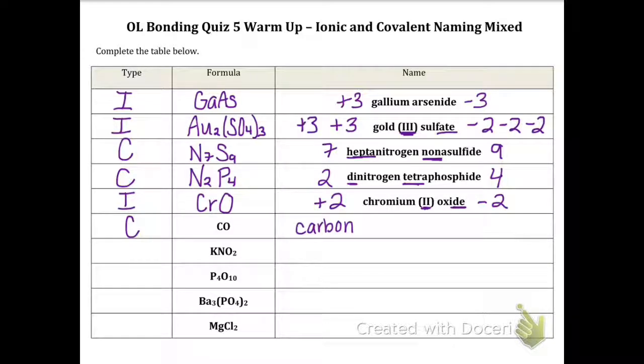Now, how many oxygens do we have? 1. So the prefix we must use is mono, but it also needs to have an IDE ending. So this becomes monoxide. Perfect.